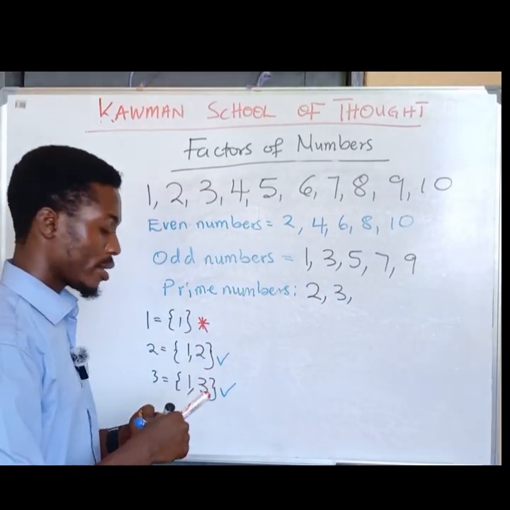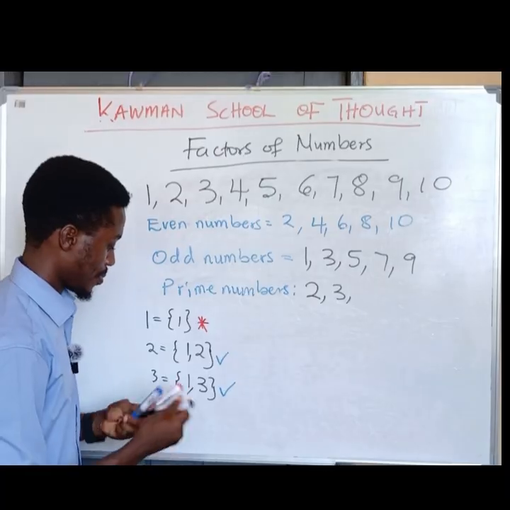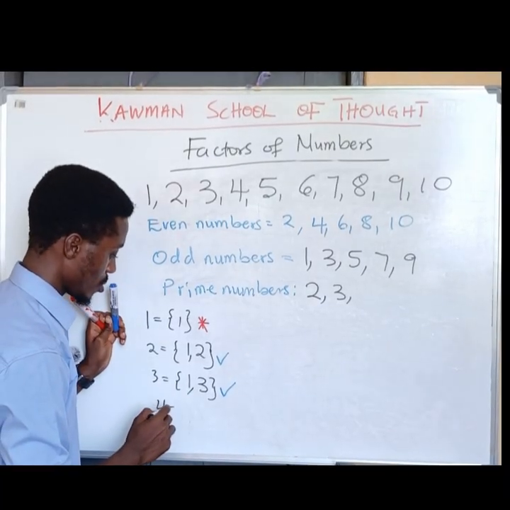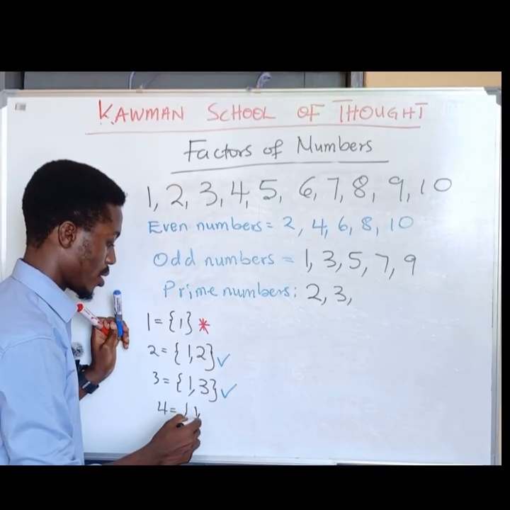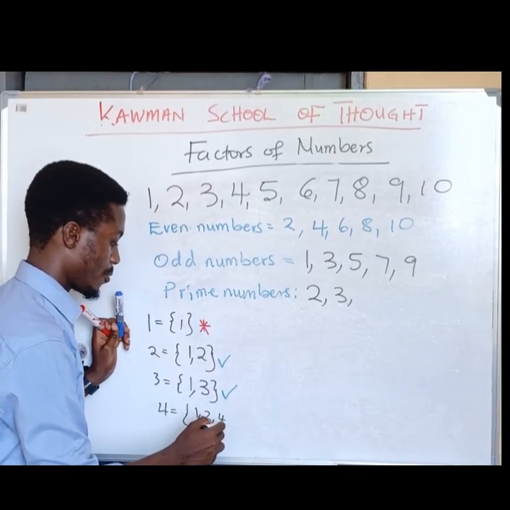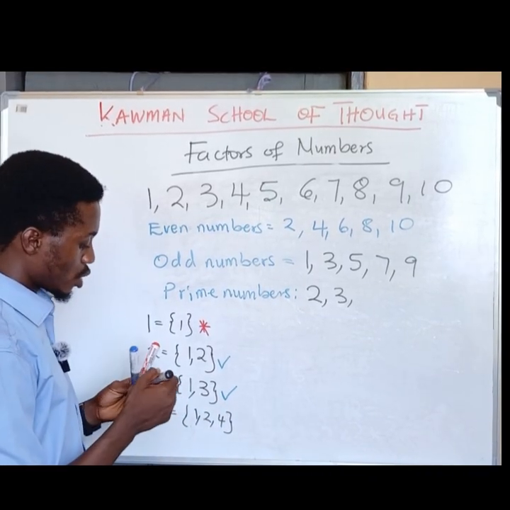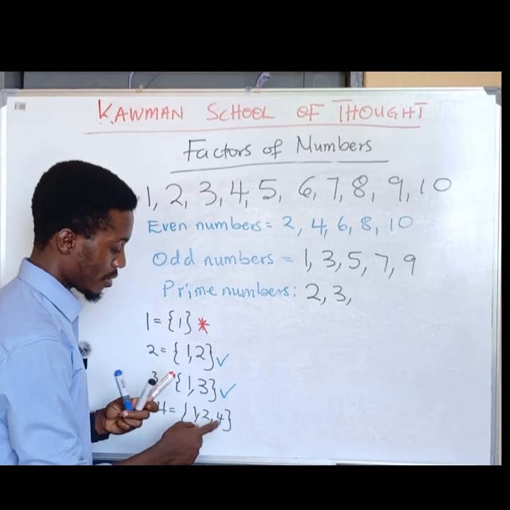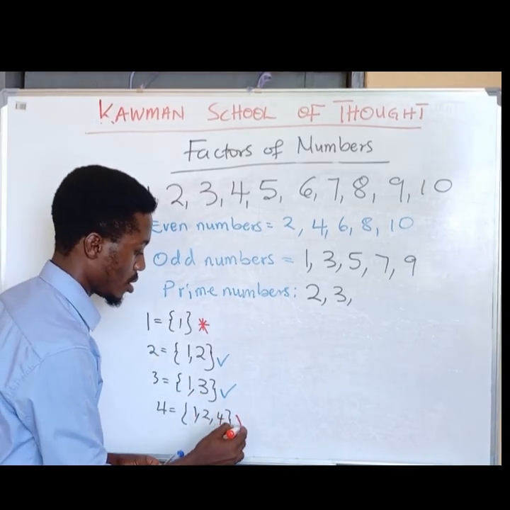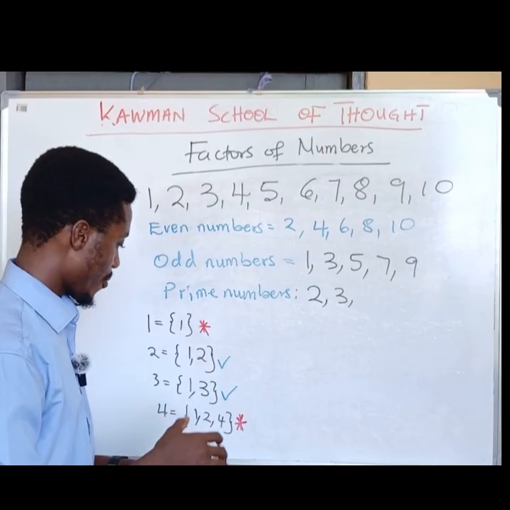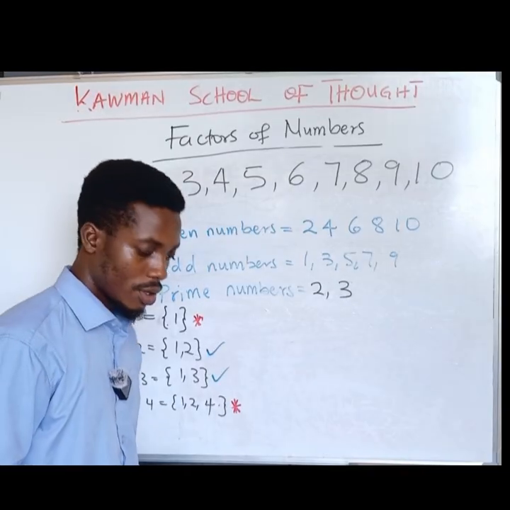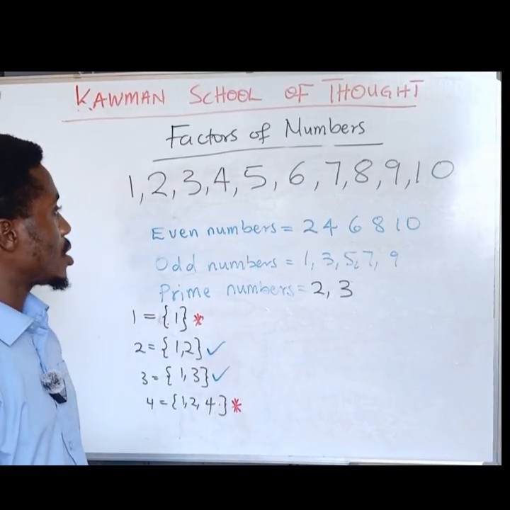The next one, 4. What are the factors of 4? 1, 2, and 4. You see? How many factors do we have here? We have 3. What's a prime number? You must have only 2. If you get 3, 4, 5 there, it's not a prime number. Good. So our next number is what?